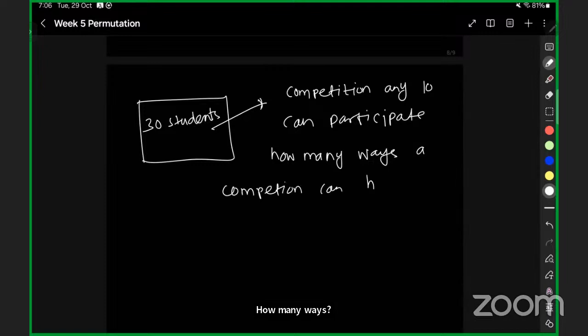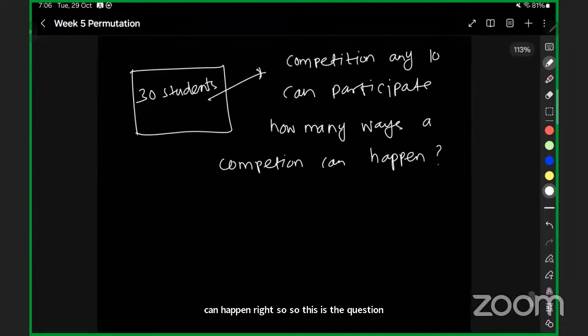Can happen, right? So this is the question. First you have to choose 10 people, right? So 10 students out of this. So how will you do it? You will choose 10 people, but whoever got chosen, they can participate, right? And anyone can happen, meaning who will win, like rank wise. You have to rank them.